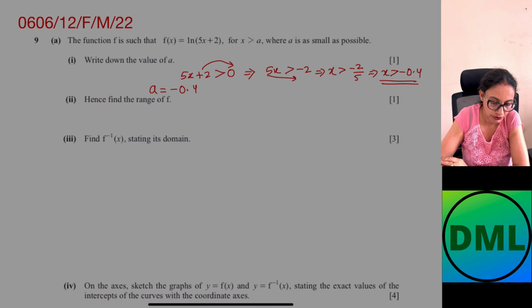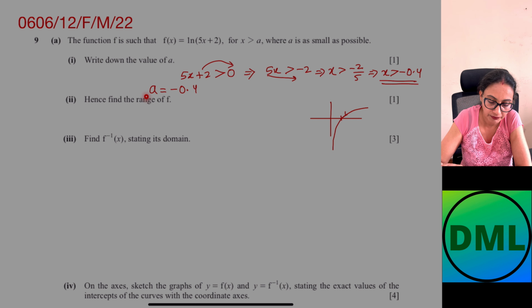Let's see the second question. Hence find the range of f. We know that the given function is the ln function. The basic ln graph passes through 1, and your basic ln graph is like this. In the given function also we have the ln function. The only thing is that this doesn't pass through the point 1, but our ln function will remain the same as the graph given to you right now here.